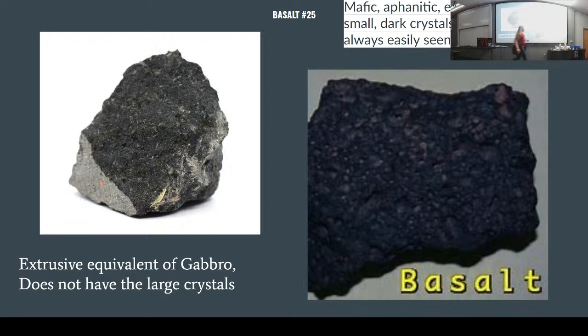So we did say the basalt that I showed you a while ago, which was this guy here. Just going to quickly let you see him again. The basalt. All right, he is a mafic rock, meaning he's darker in color, aphanitic and extrusive. It has small dark crystals that are not always easily seen.